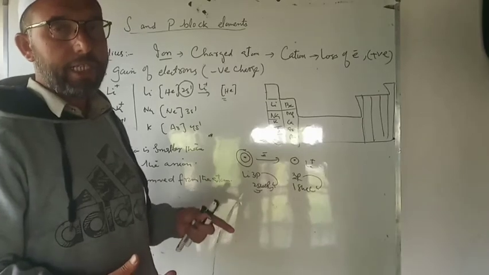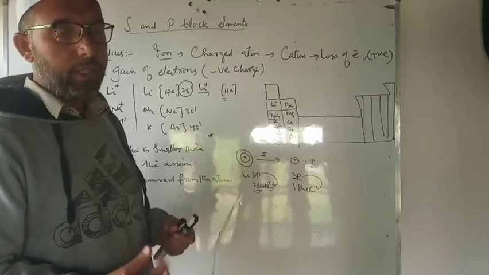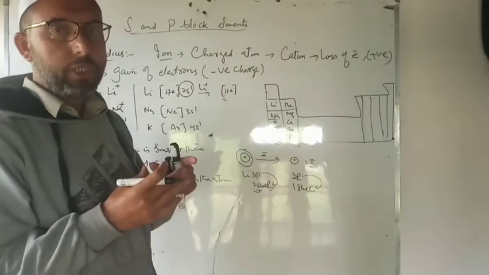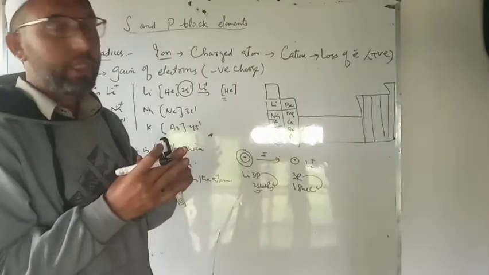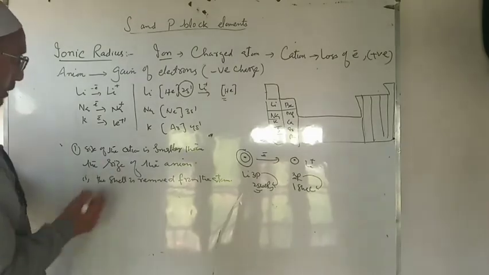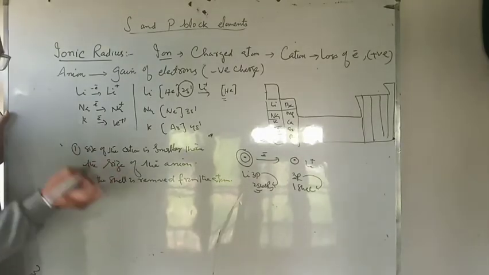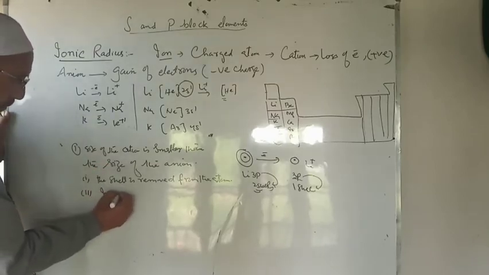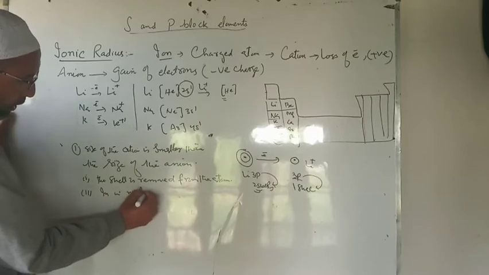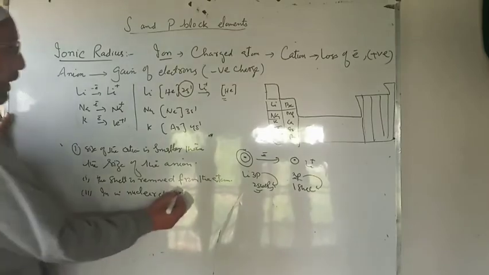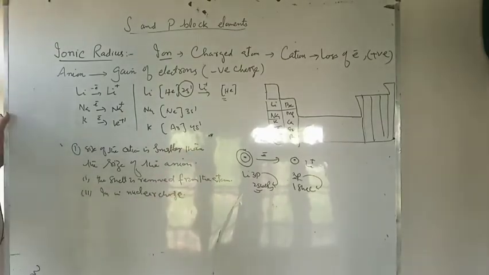So 3 protons will attract strongly 2 electrons towards them. With the result, the shell will get attracted more towards the nucleus. It will come rather closer to the nucleus. When the shell comes closer to the nucleus, the size of the atom decreases. So the second reason behind the decrease in the size of the cation is the increase in the nuclear charge. These are the main reasons behind the decrease in the size of the cation as compared to the neutral atom.